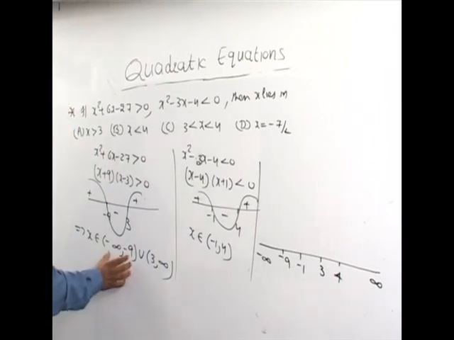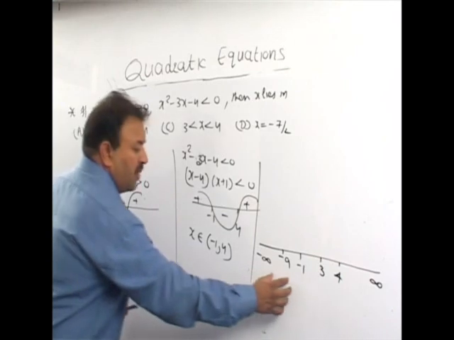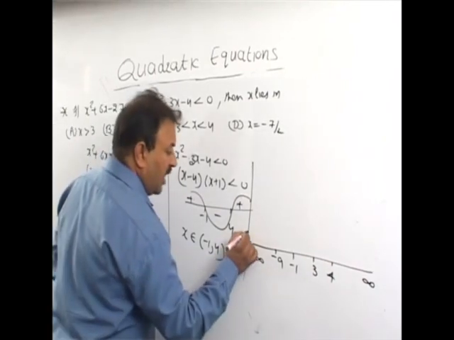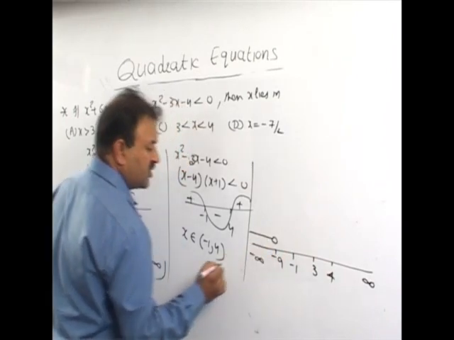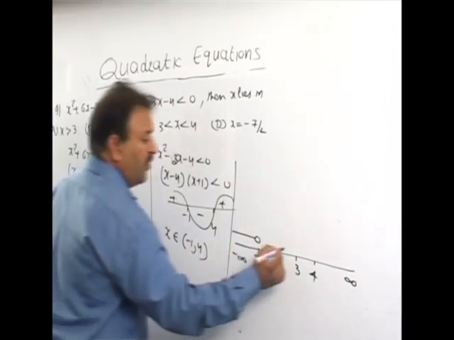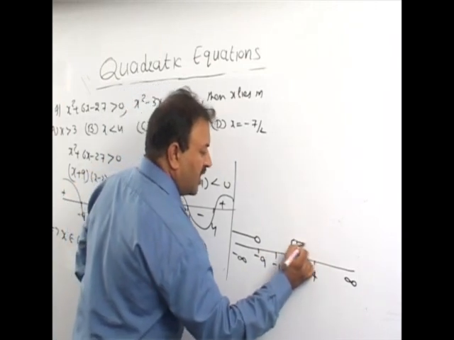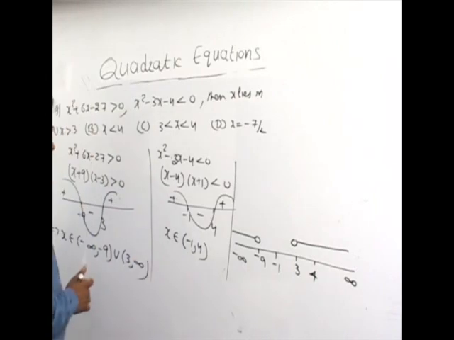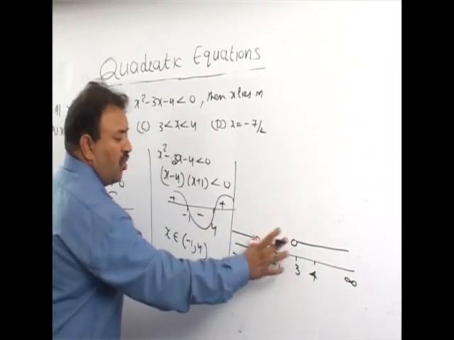The first result we are representing on the number line is minus infinity to minus 9. That means we draw an unfilled circle, representing an open bracket, then 3 to infinity. This is again an unfilled circle, 3 to infinity. This is the representation on a number line.